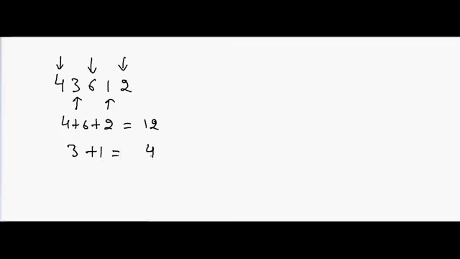Let's take another example. If I have 43612, in that case 4, 6, 2 and 3, 1. So 4 plus 6 plus 2 is equal to 12, and 3 plus 1 is equal to 4. If I subtract, that will give me 8, and 8 is not divisible by 11, so this number is not evenly divided by 11. But what can I do to make it divisible by 11?